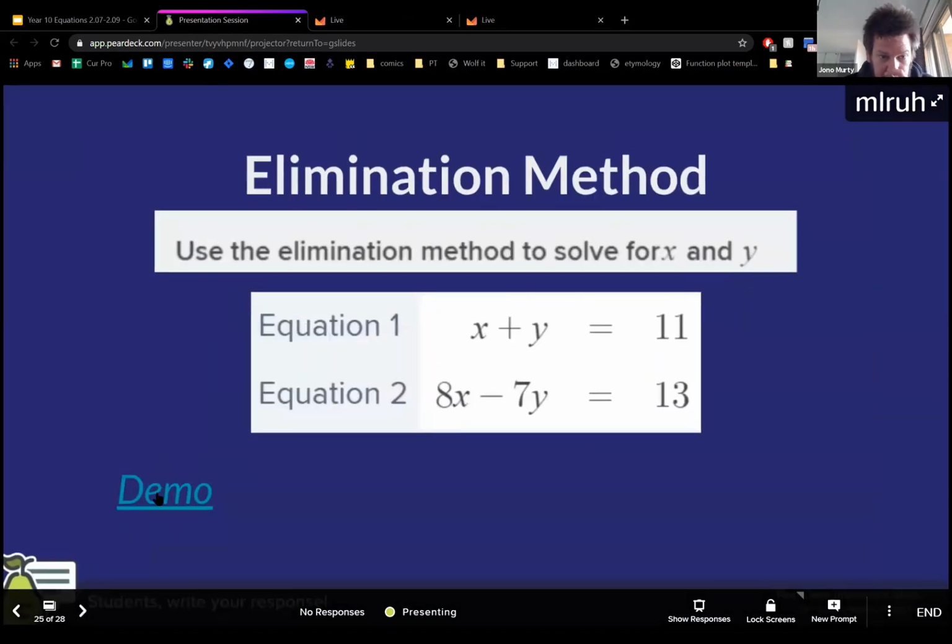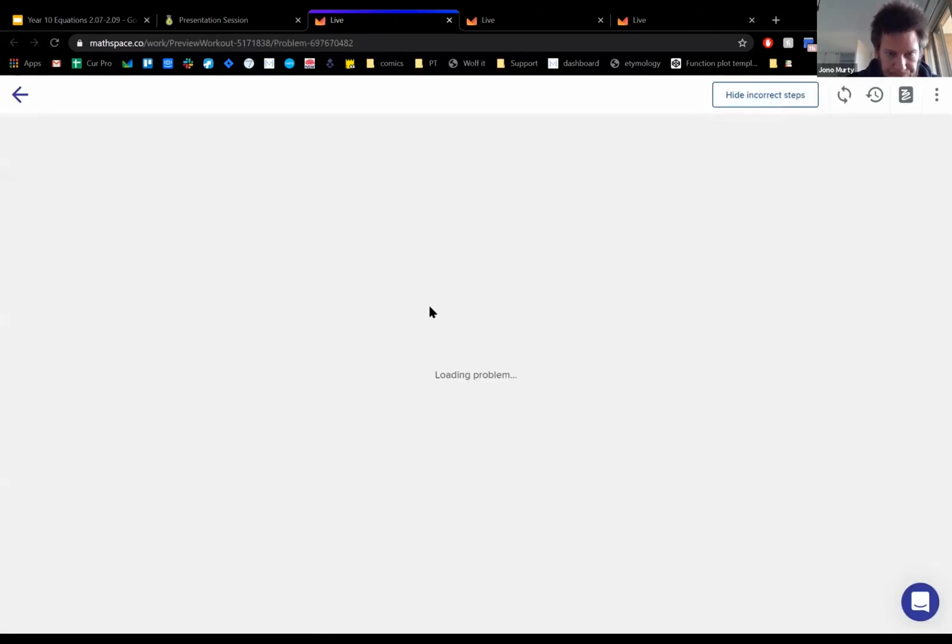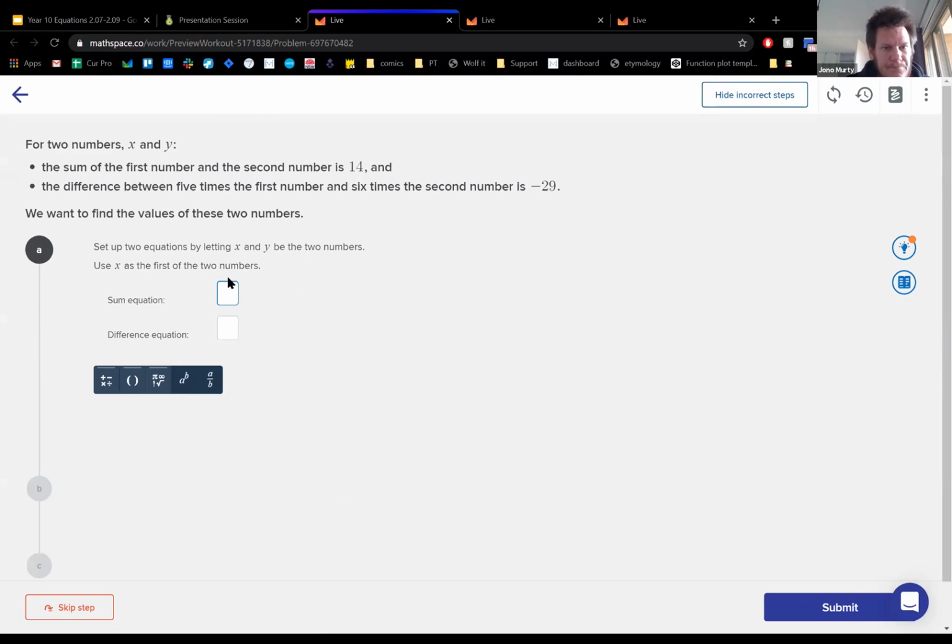Let's use the elimination method really quickly on this demo, and then we'll call it a day. So it's very similar to the other one, but we're going to use the elimination method. So we have x plus y is equal to 14. This is the same question, is it? No. 6 times the second number minus 6.